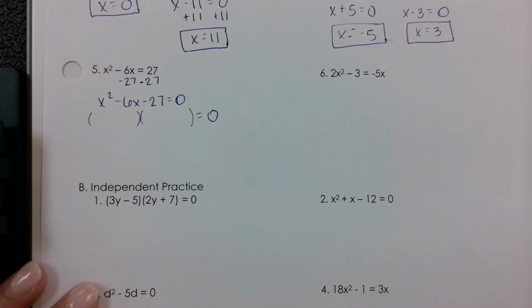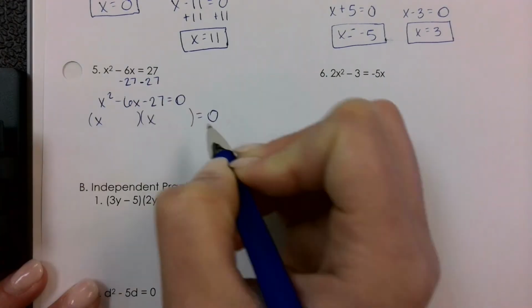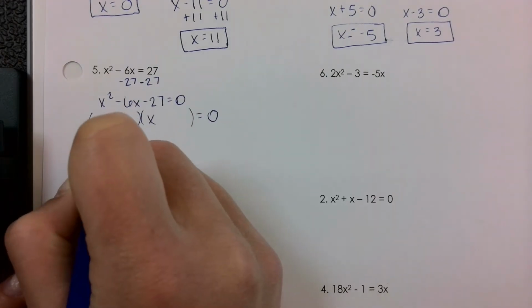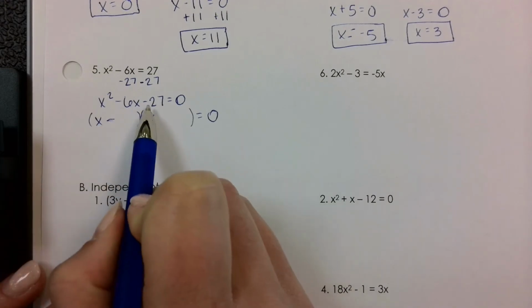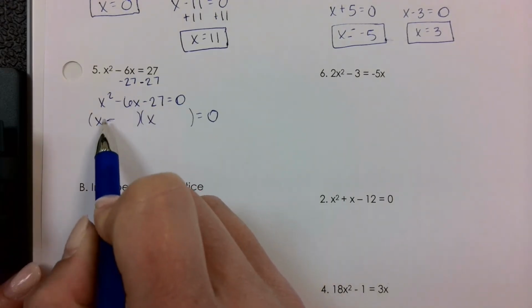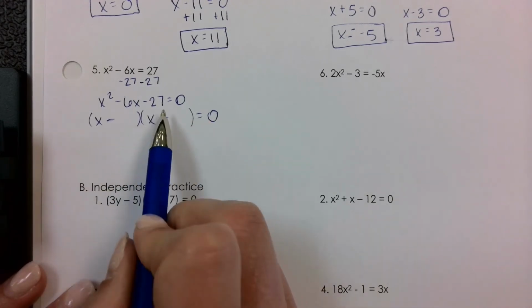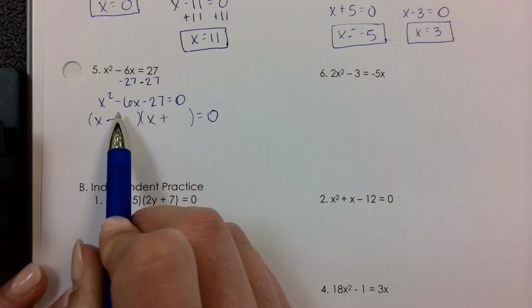What do you drop first? What do you always keep? Our second sign is a minus, so what does that mean about our answers? Opposite, so if we have a minus, we need a plus. We need factors of 27 that subtract to be 6.